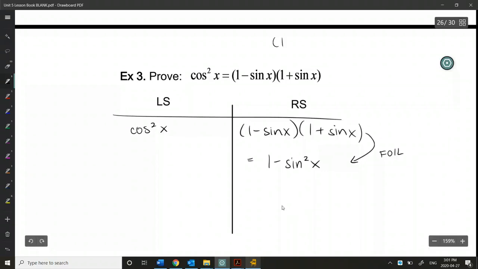So just really quickly here, if you want to see how this can be FOILed out and why it's equal to 1 minus sine squared x, we'll do distributive property. So first, I get 1 times 1 is 1.